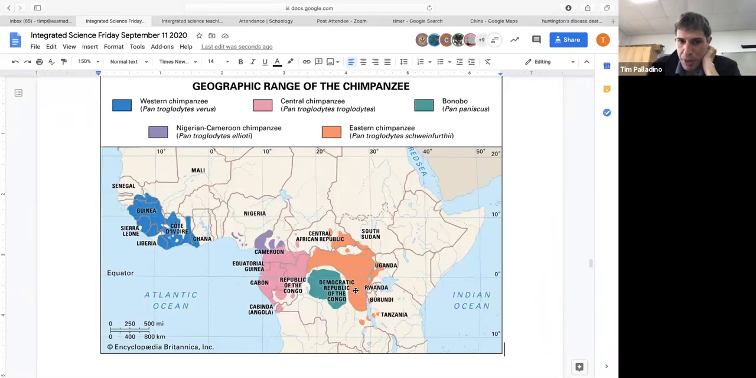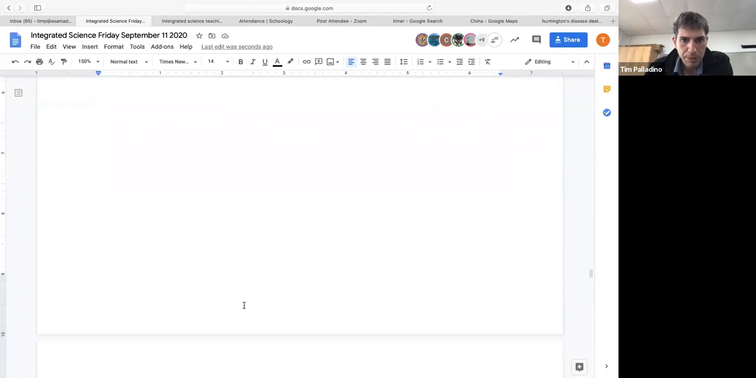And this didn't happen overnight. This happened over hundreds of thousands of years. What basically happened, and this map doesn't show it very well, is that a river cut the population in half. And that's where these two different species evolved over time into separate species. So let's go into this next one.